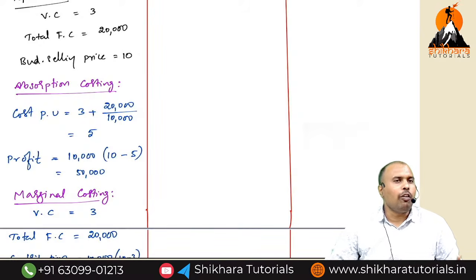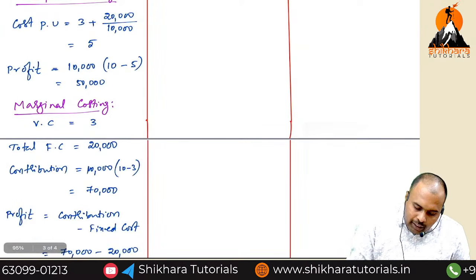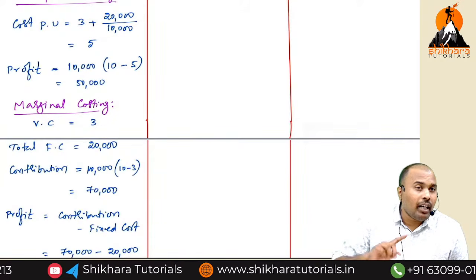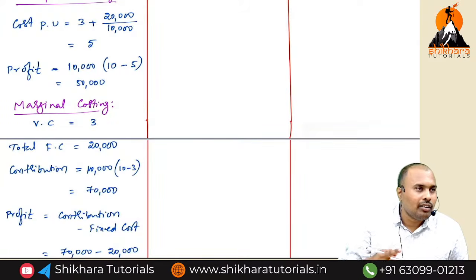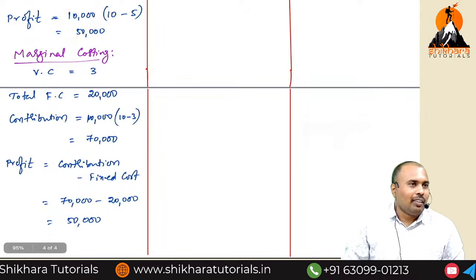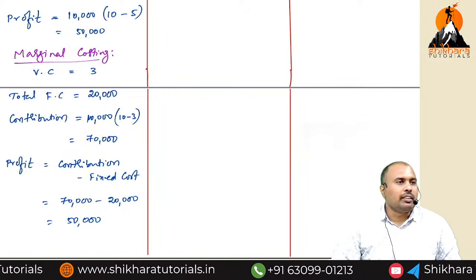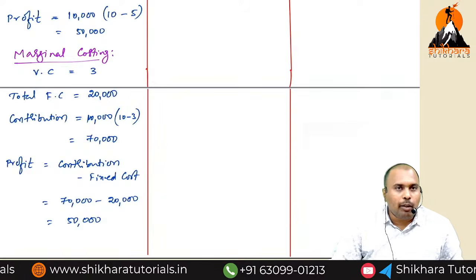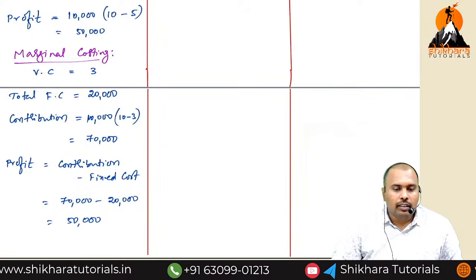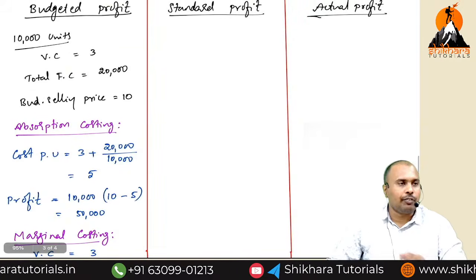The reason behind that is volume is not changing, right? See, here I am converting fixed cost into per unit. For how many units did I consider to convert? 10,000. And I also calculated profit for 10,000 only, right? Yes or no? So that is the reason why there won't be much difference between absorption costing and marginal costing profit under budgets. Clear? Okay. Now let me talk about the actuals.